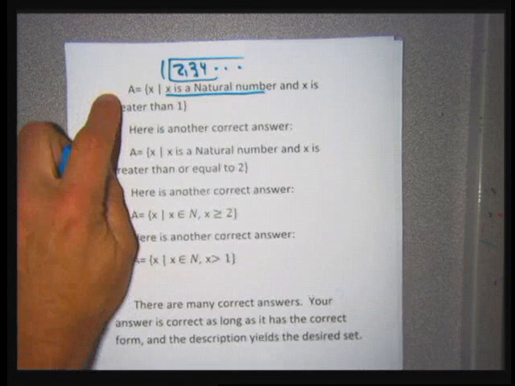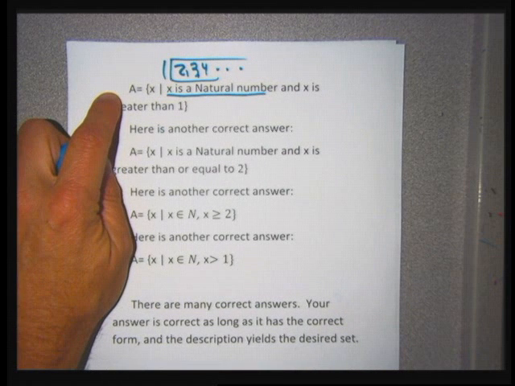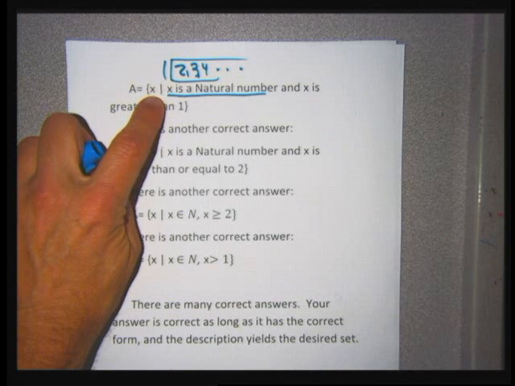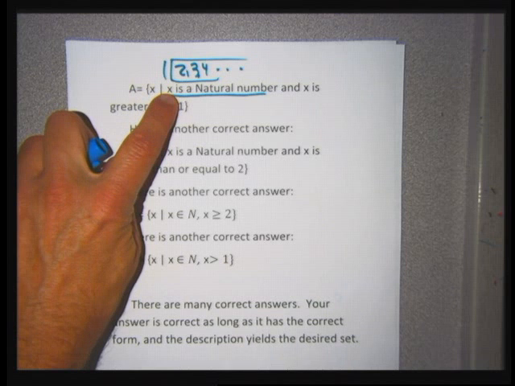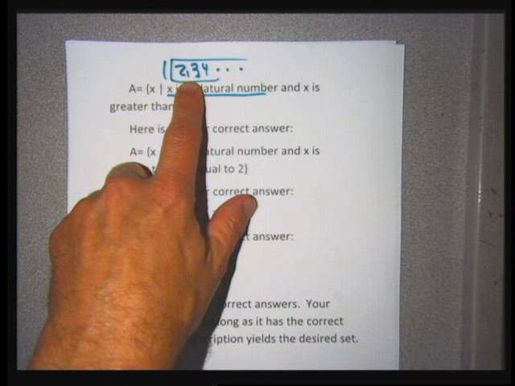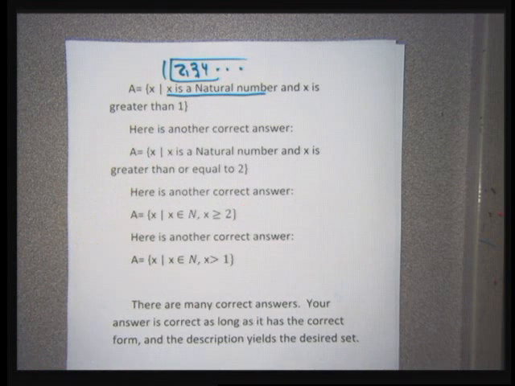So writing this as a set builder form definition for set A, somebody would look at this, they read this, the set of all X with the property that X is a natural number, meaning it can't be negative numbers, nor decimals, nor fractions. And it's greater than 1, meaning it doesn't include the 1, but includes everything bigger than 1 that's a natural number. That would be completely fine.